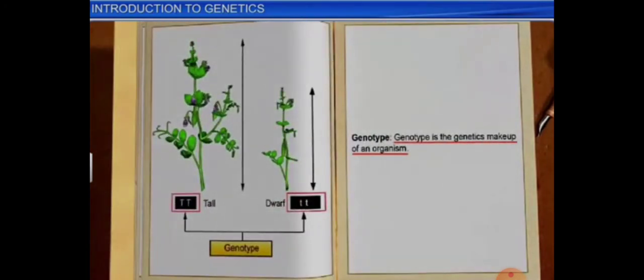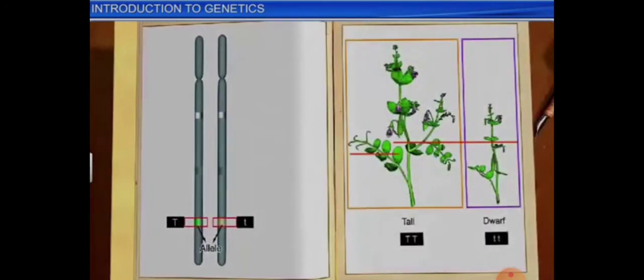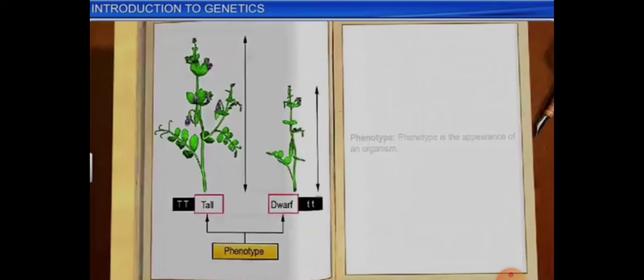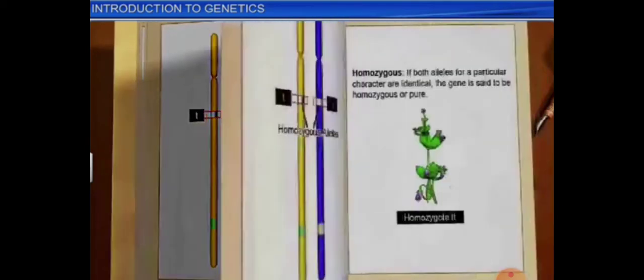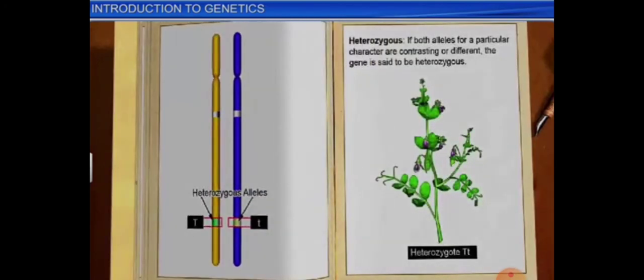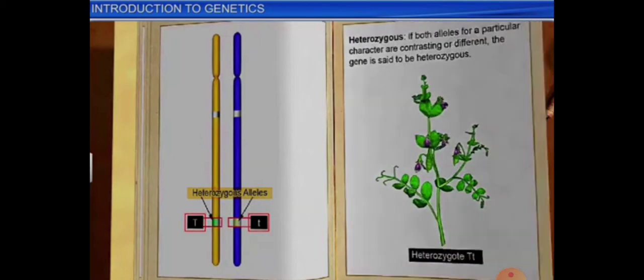The genetic makeup of an organism is known as genotype, while the appearance of the organism is denoted by the term phenotype. Every organism possesses two alleles for each character. If these two alleles for the particular character are identical, the gene is said to be homozygous or pure, and the individual is called a homozygote. If the two alleles of a pair are contrasting, the gene is called heterozygous, and the individual is called the heterozygote.